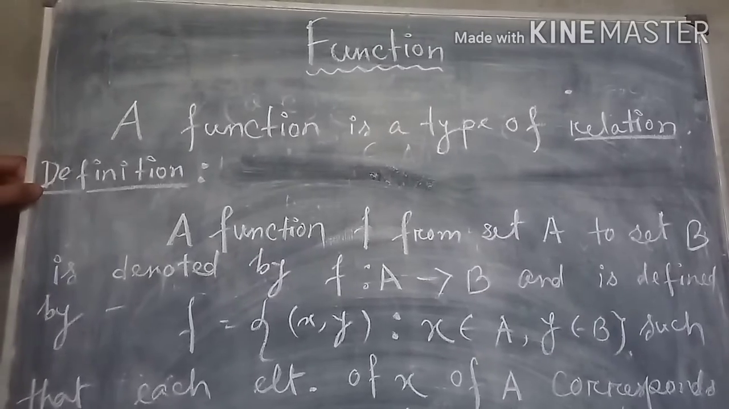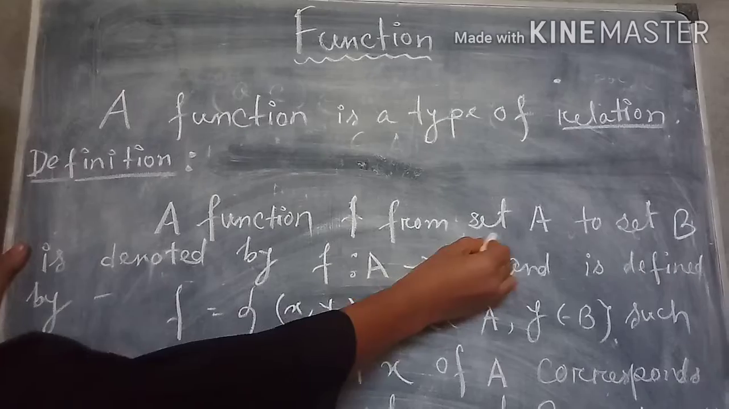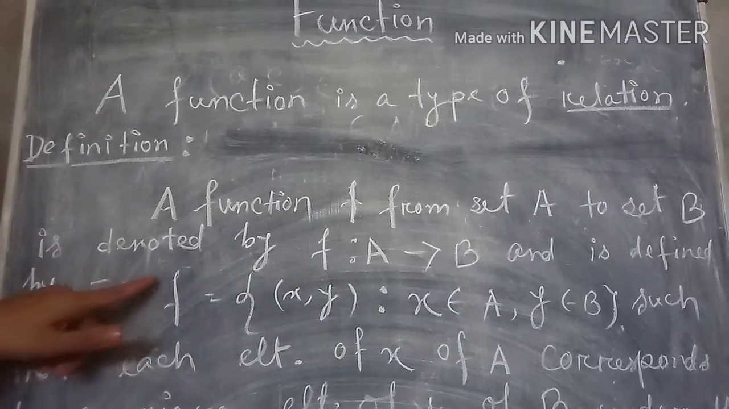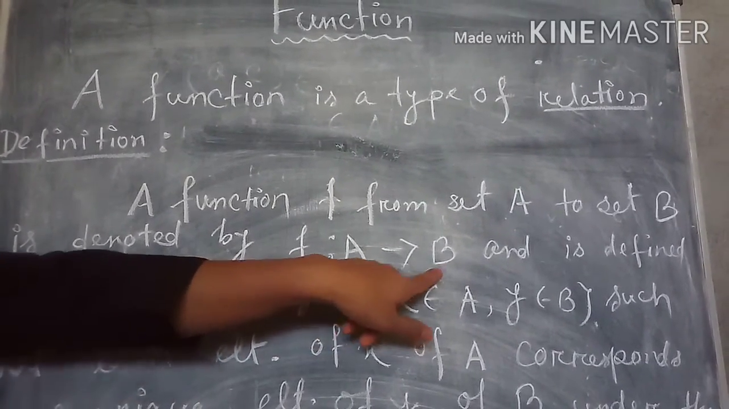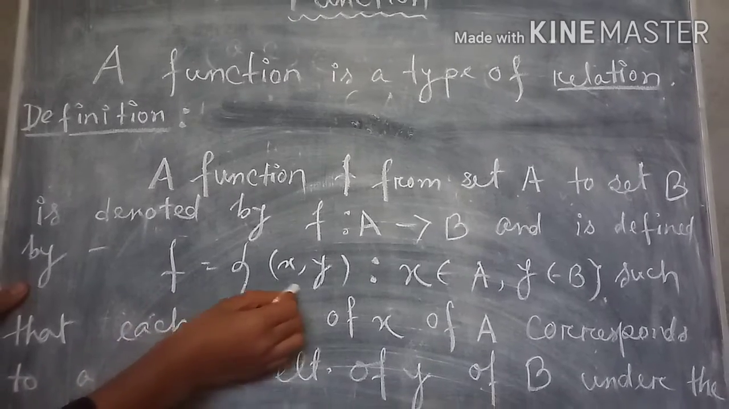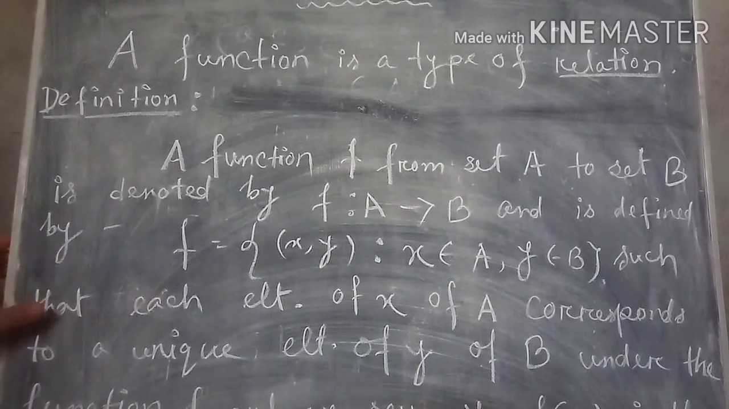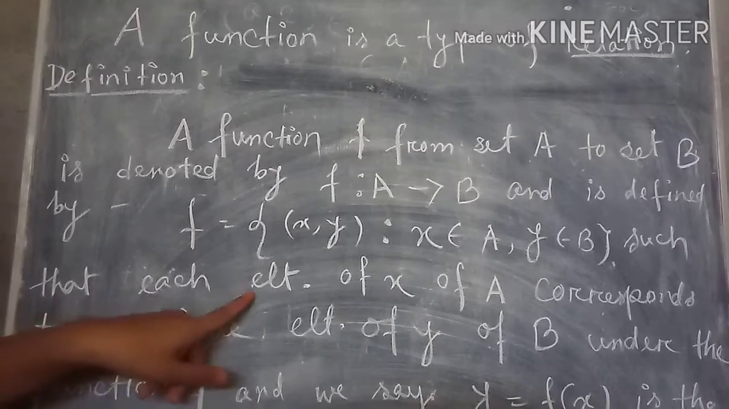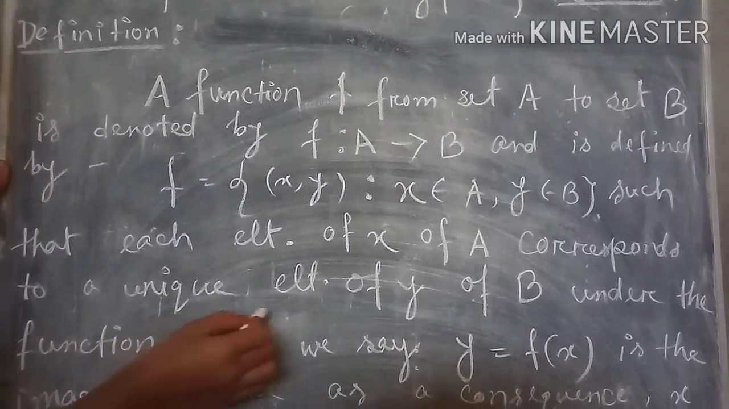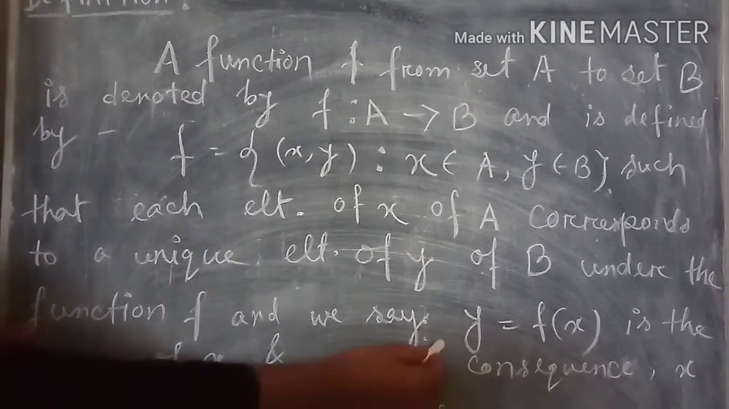So the first definition is a function f from set A to set B. A function f from a set A to a set B is denoted by f from A to B and is defined by ordered pairs xy such that x belongs to A and the second element belongs to the second set B, such that each element x of A corresponds to a unique element y of B under the function f, and we say y equal to f(x).